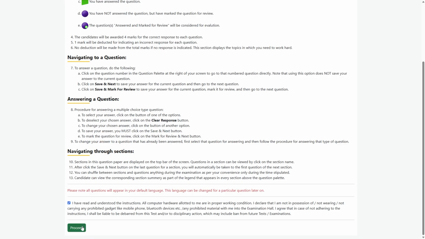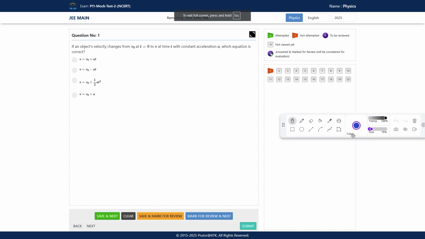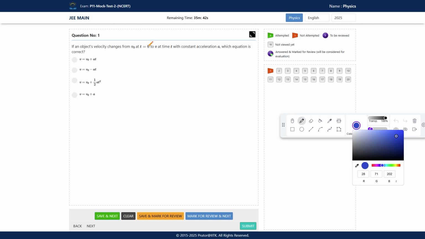Submit it and proceed. So our first question: if an object's velocity changes from v naught at t equal to 0 to a velocity at time t with constant acceleration a, which equation is correct? So in this question you have to find out which one is the correct equation. You know, there are three equations of motion. So which one is correct?